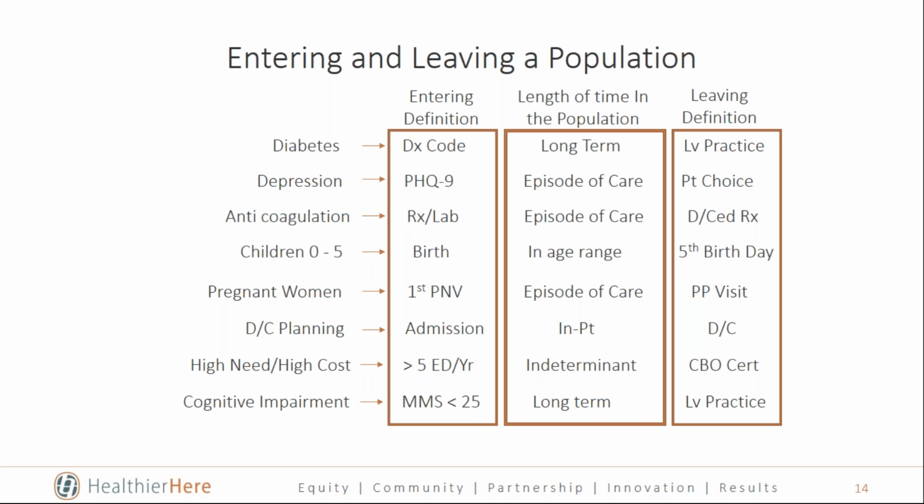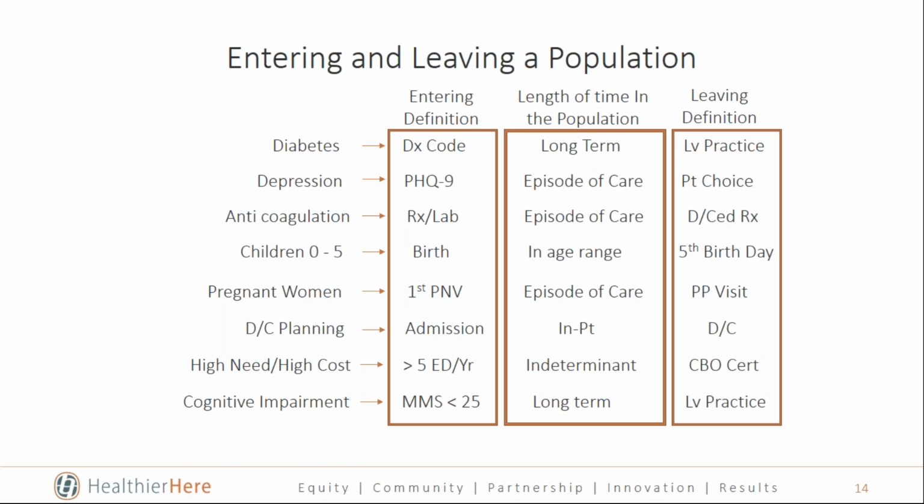So here's just to elaborate on that a little bit more. This shows you a list down the side on the left of different types of things that I've certainly been involved in making registries for, with depression, diabetes. I'll show you anticoagulation in a moment. I already mentioned children 0 to 5. And an example of what you might use for getting them into the population, such as a diagnosis code.